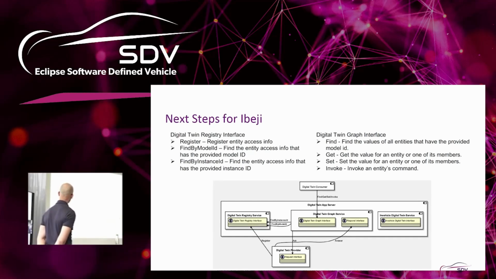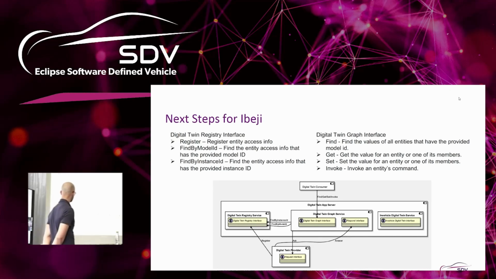Okay, thanks, Hans. So the next phase of Ibeji is going to focus on creating a facade to make it easier to interact with the digital twins. And the slide shows the architecture for that.